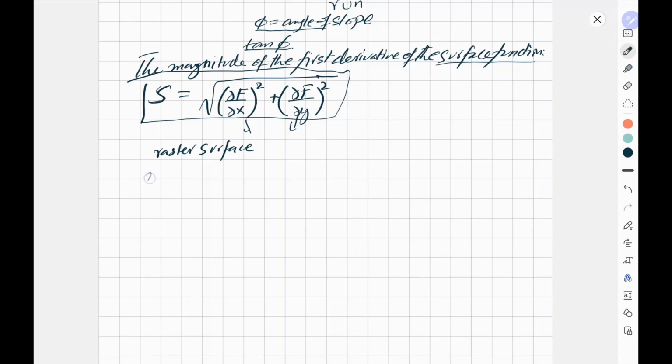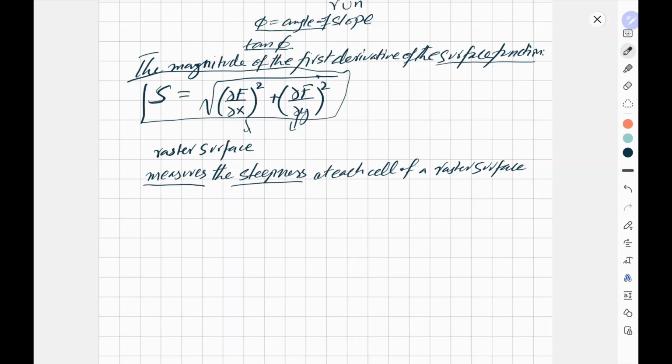Slope measures steepness at each cell of a raster surface. So slope is the measure of steepness at each cell of a raster surface.